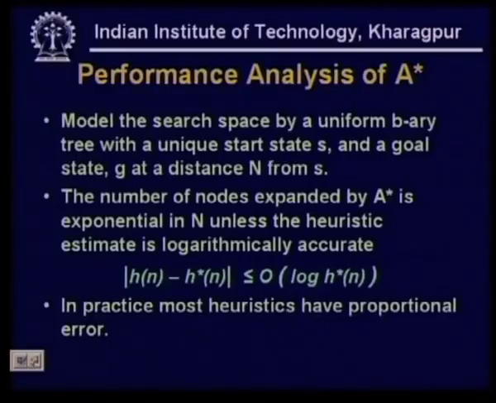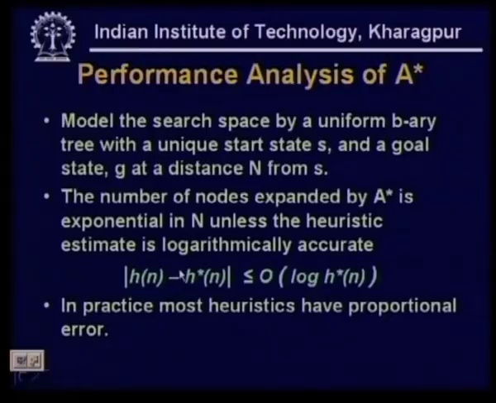So, if we model the search space, we will not do the full analysis in this class, but we will just state the result. If we assume that the search space is a uniform b-ary tree and there is a unique start state S and one goal state G whose distance from the start state S is capital N, and every arc has a cost of 1, then we can show that the number of nodes expanded by A star is exponential in N unless the heuristic estimate is logarithmically accurate.